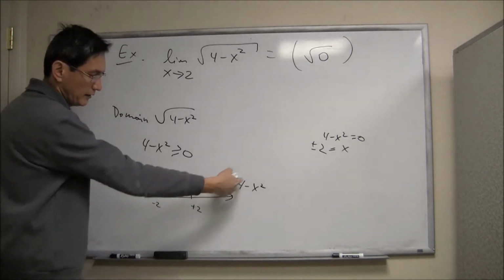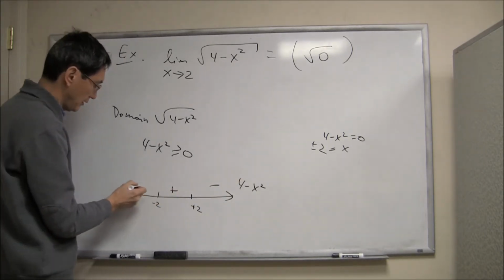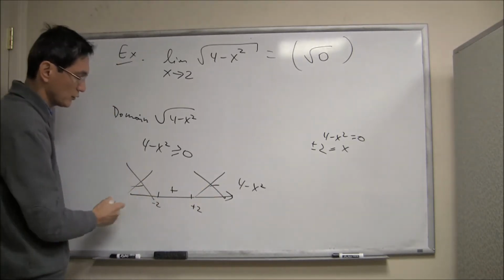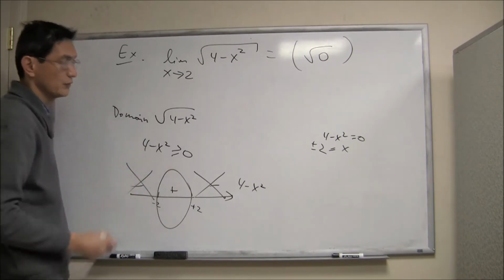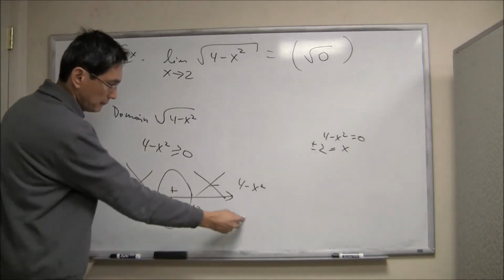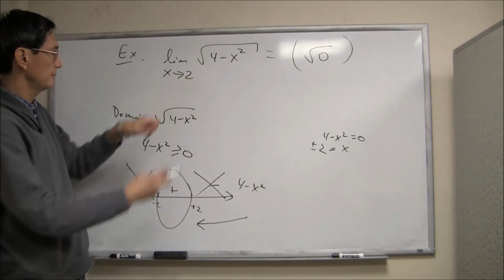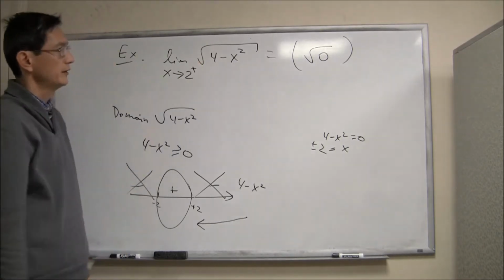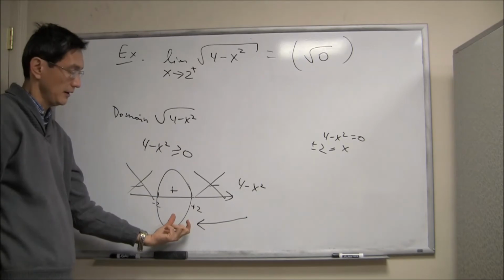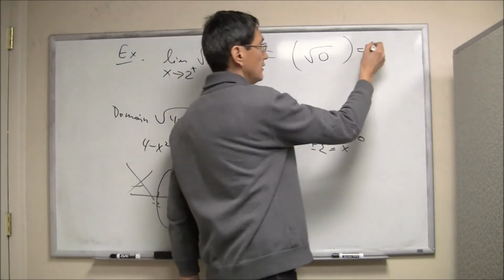Plugging in, say, 3, 4 minus 3 squared is negative. Plugging in 0, we get positive. So that's where the function is going to be undefined, and between negative 2 and 2 is where the domain is. So if you're approaching 2 from the right, then the limit is not going to be defined because the function is undefined there, so that means it does not exist.